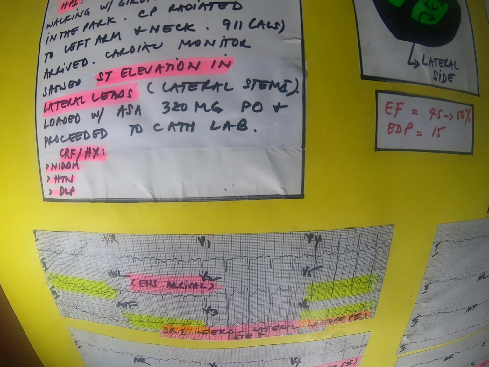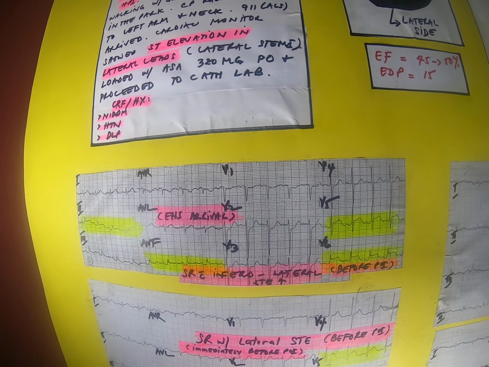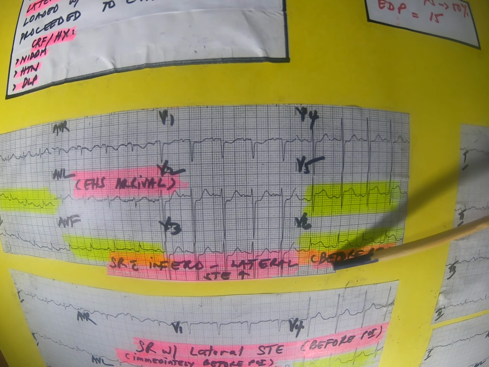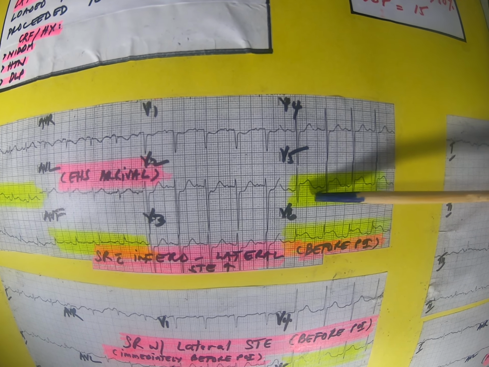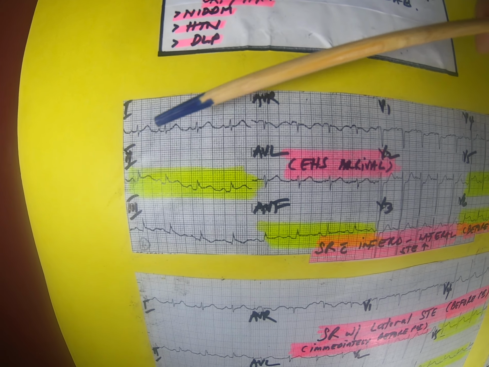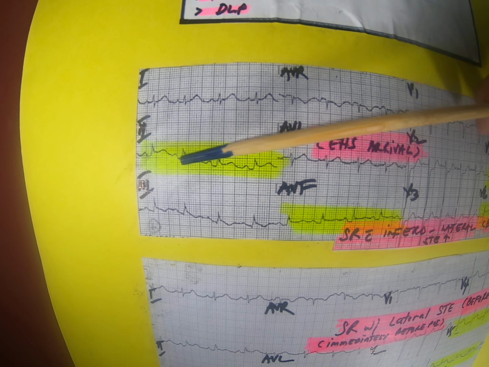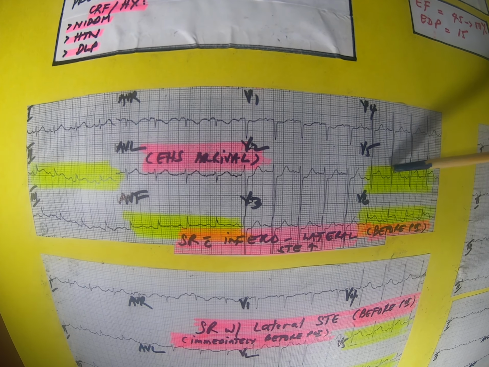Okay, let's take a look at the 12-lead ECG here. So we have lateral ST elevations, moderate ST elevations in V5 and V6. These are the lateral leads. We have moderate ST elevations in V5 and V6, while inferior leads 2 and aVF have mild ST elevations. So are we saying that we have an inferolateral STEMI?